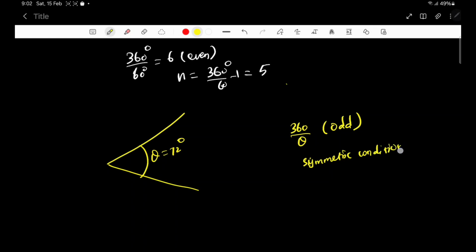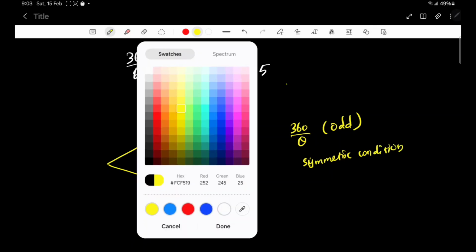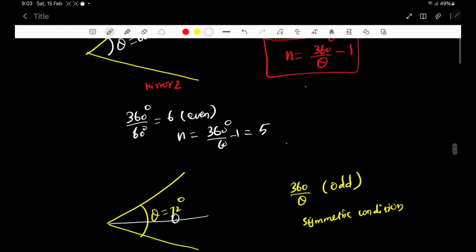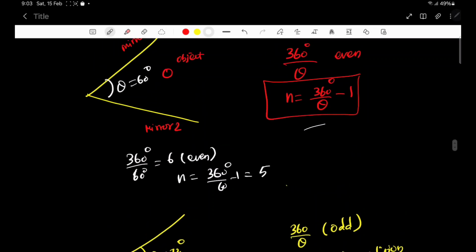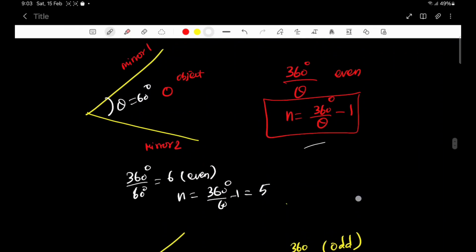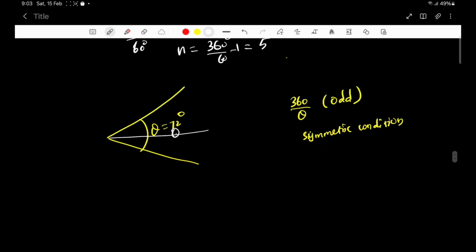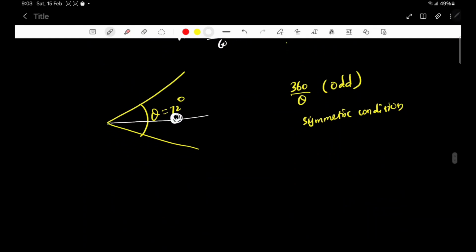If the object is placed exactly on the angle bisector, you can make use of the same formula once again. What is the formula you used for even conditions? When 360 by theta is even, the same formula can be utilized for odd conditions also, if the objects are placed symmetrically, which means exactly on the angle bisector. So the number of images formed can be figured out by using the same formula which we discussed before.